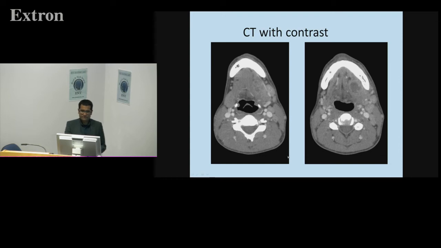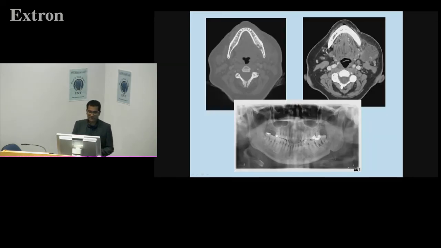So this is somebody who had, you can see there's something happening within the submandibular space, on the left here. And if you look, this is with contrast. I don't know if you can see this, leading up to the mandible. Yeah? I don't know if you can appreciate that on the big screen, but there is a tract leading up to the mandible. And here you can see there's a little bit of cortical loss.